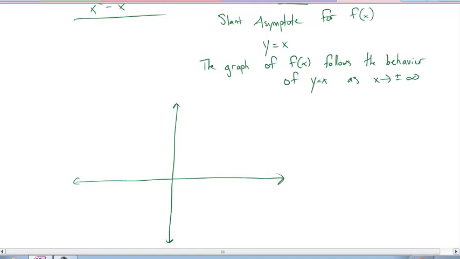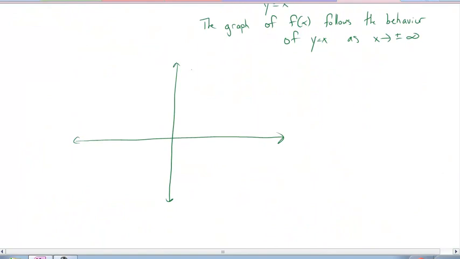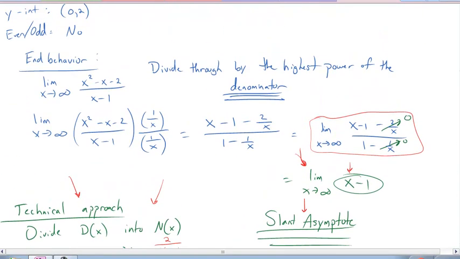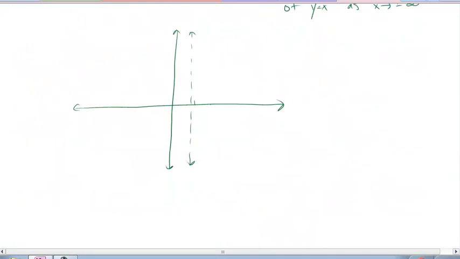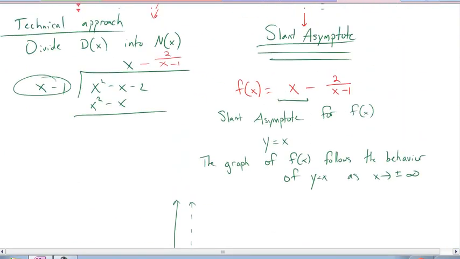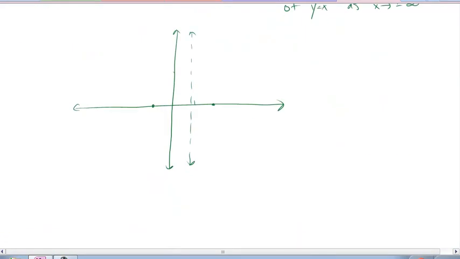So we can go back and pick up the information that we started with for this problem. And if we remember that there's a vertical asymptote at x equals 1. And we also found out that there are x-intercepts at 2 and at minus 1. And we found out that there is a y-intercept at 0, 2. And the last thing I'll do is I'll add in the line y equals x.